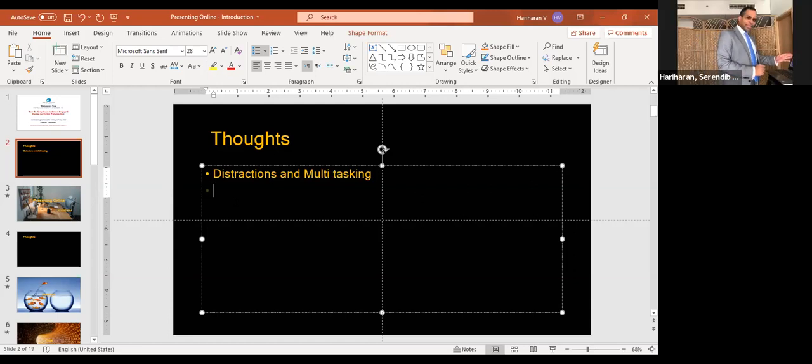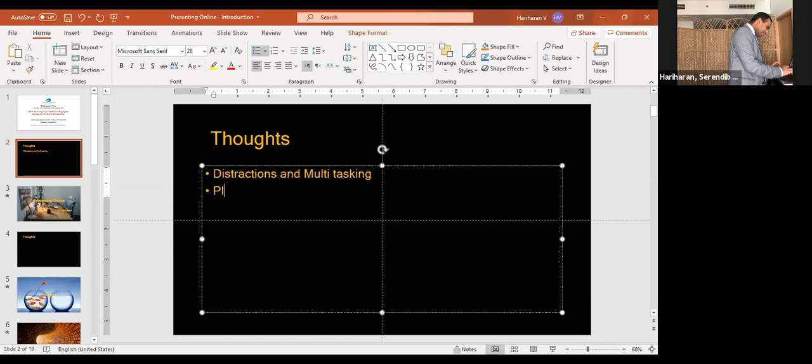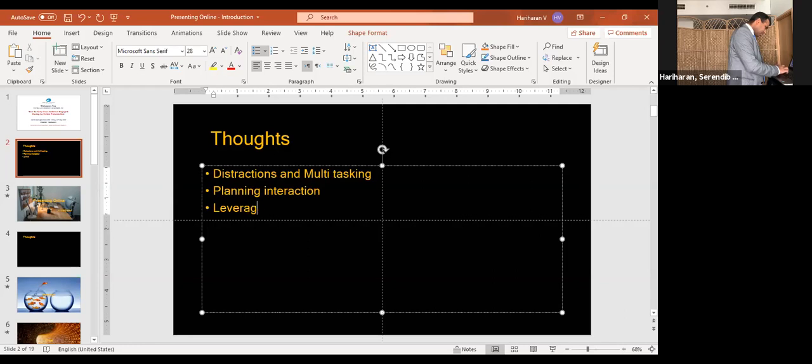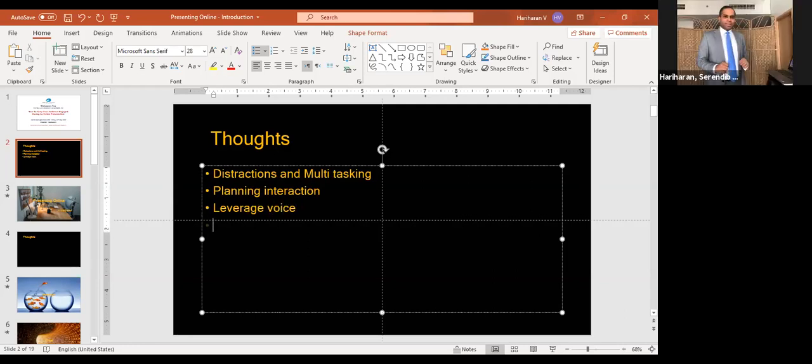Multitasking. Can you see my screen there? Yes, I can. Brilliant. And how do you plan the interaction with your audience? Okay, planning interaction. And how do you leverage your voice? I think these were a couple of things that crossed my mind. Superb. Brilliant. Anybody else?